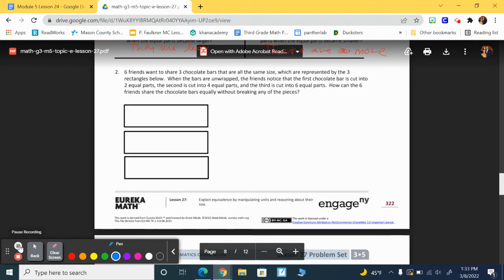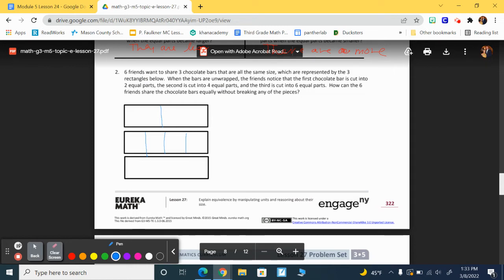All right, number 2 talks about how 6 friends want to share 3 chocolate bars that are all the same size, which are the pictures down below. But when the bars are unwrapped, they notice the first chocolate bar is cut into 2 equal parts. So what you would do here is you would just draw a line, okay? That's 2. Of course, it's not exactly right, or equal, but you know what I mean. The second one is cut into 4 equal parts. So it's going to be cut here, and here, and here. That makes 4 equal parts.